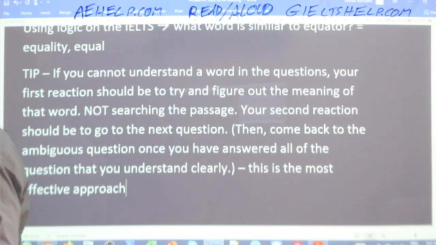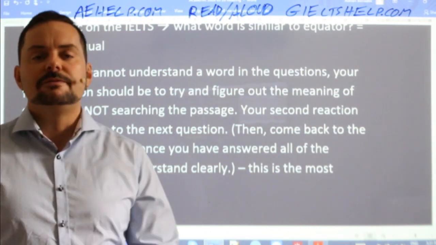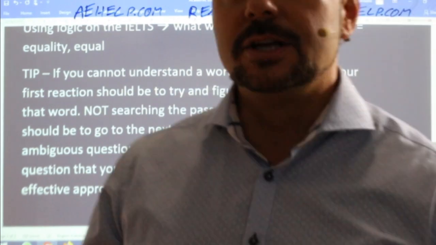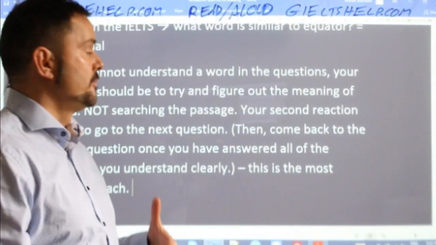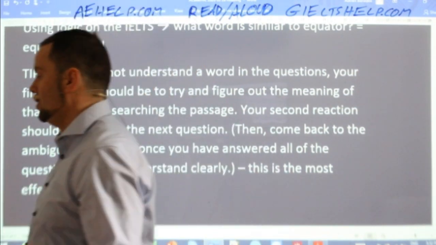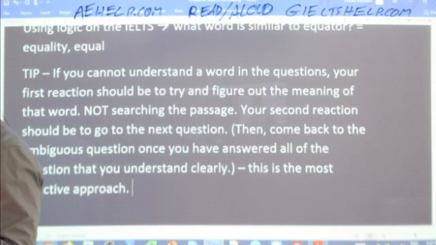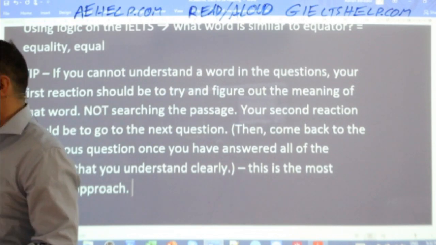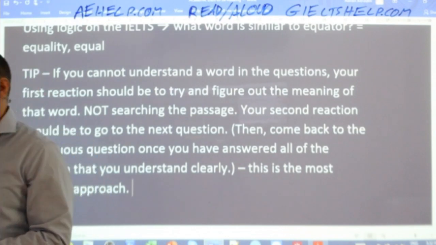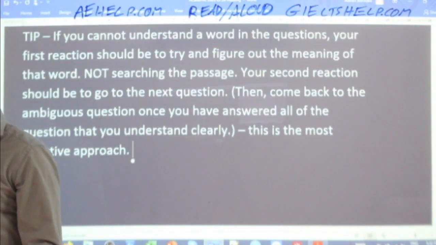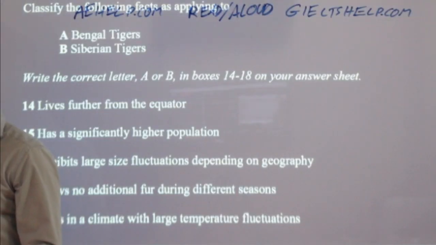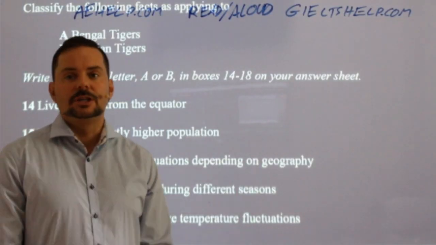Okay, so I say that because one of the very common reactions that I see is as soon as students see the word, for example, in this case, equator, and they don't know it, then what they do is they immediately start searching and skimming for the word equator. And that's not a good idea, okay? Because you might not see it in the passage. That word might not even be in the passage. Is that clear?